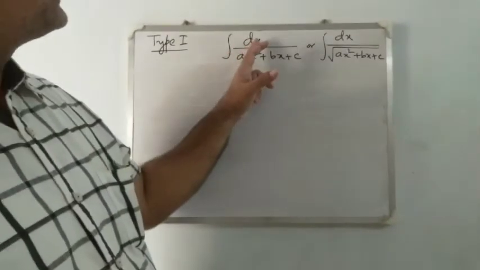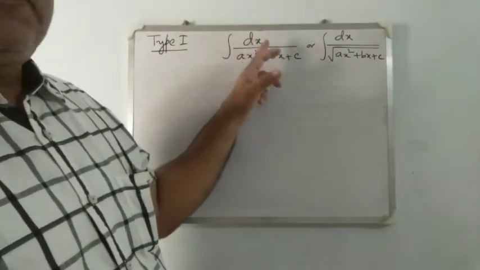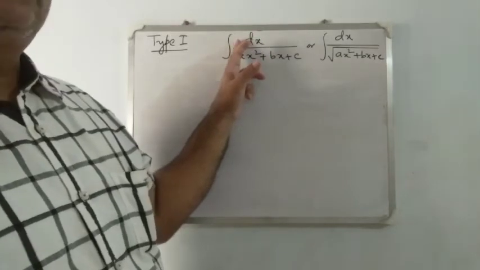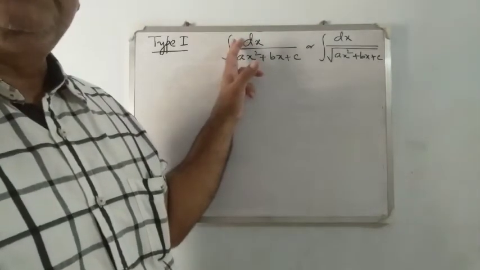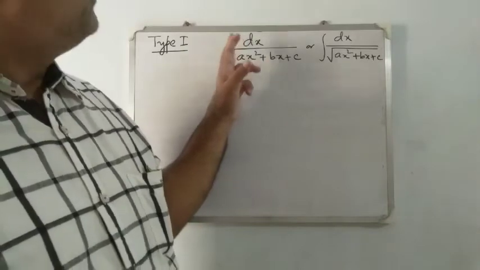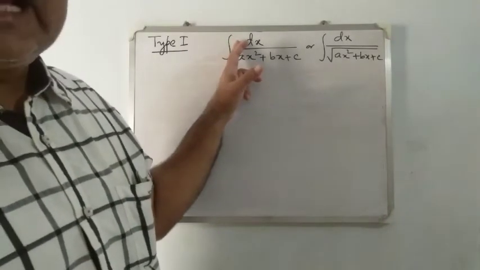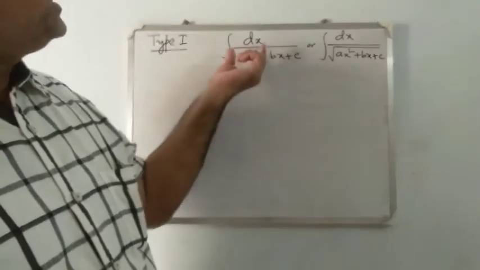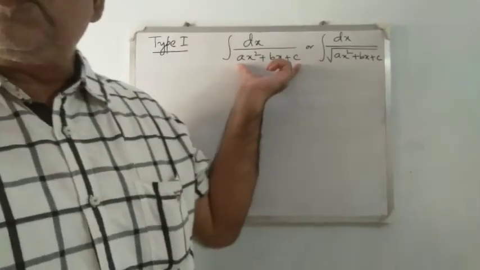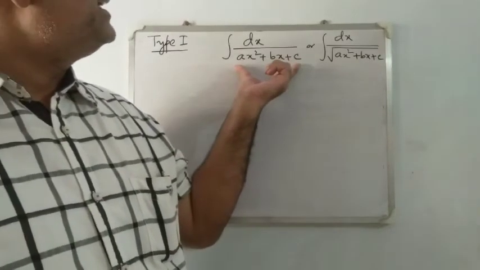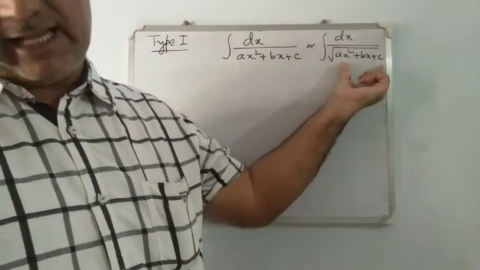Remember, this dx is free from any variable. There may be some constant here, say 2, 3, 4, 5, but it should not contain any variable, like x. Similarly, in the denominator, we should have a quadratic expression, without radical sign or with radical sign.